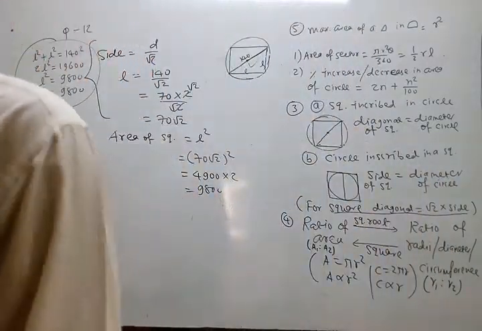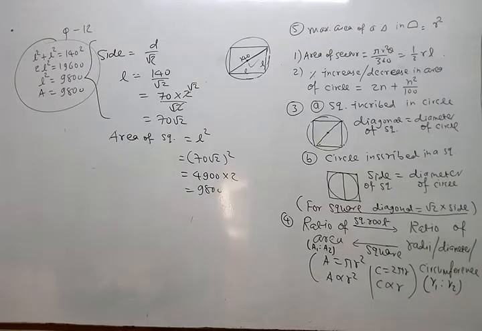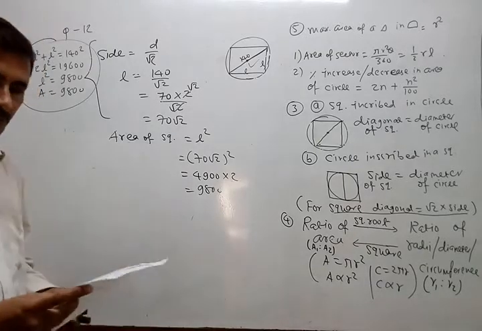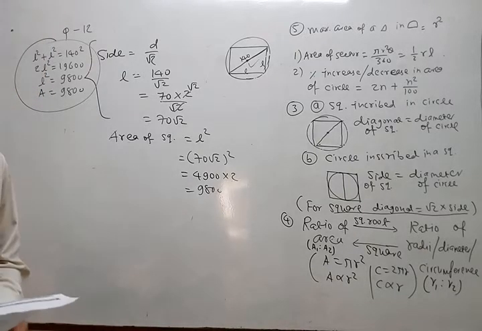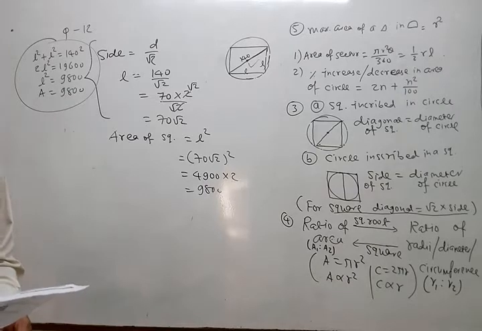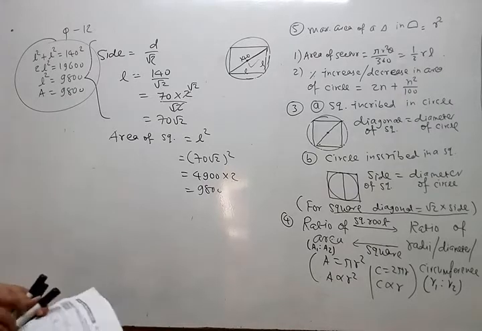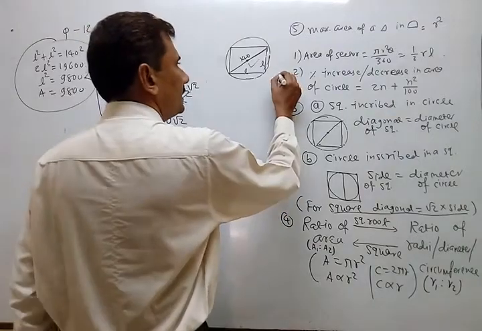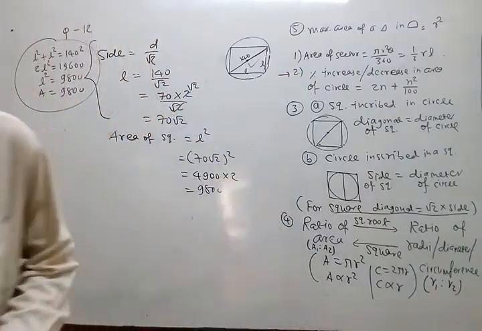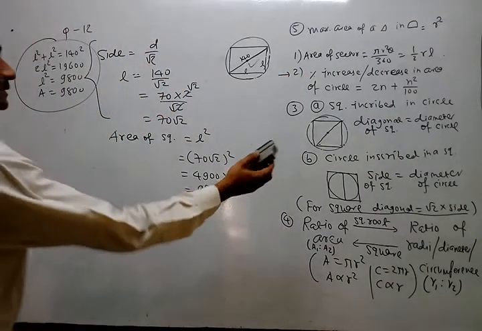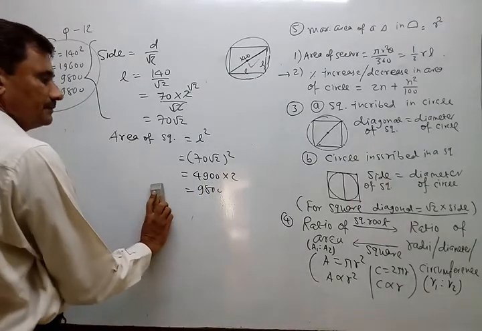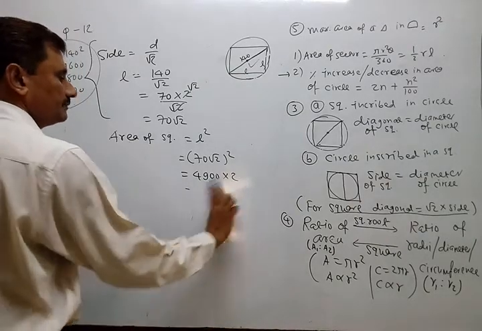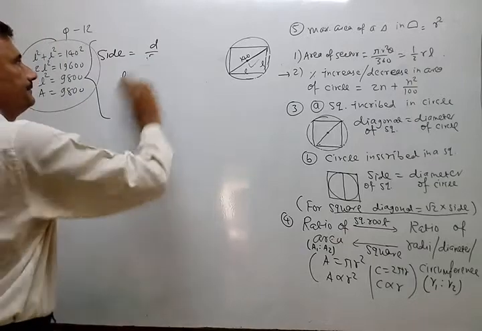Now, next question, 13. If the radius of a circle is increased by 10%, its area will increase by how much percent? Look here. The radius is increased by some percent. So how much is the increase or decrease by percentage in the area?